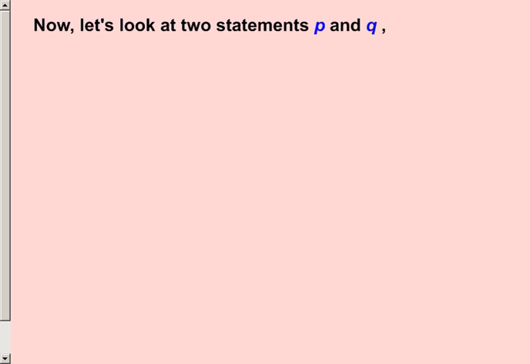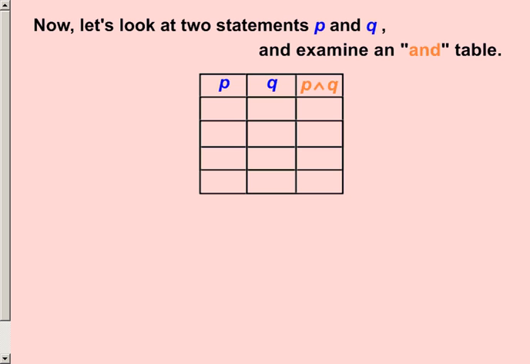Typically with a truth table, we are dealing with two pieces of information, kind of like we've been dealing with two pieces of information in our conditional statements. One thing has to happen, and then another thing happens as a result or simultaneously, just depending on the situation. So let's take two statements, P and Q, and we're going to examine what is called an AND table. Here's what an AND table would look like.